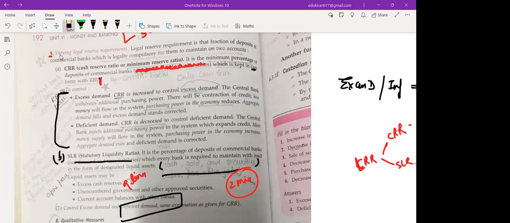Okay, ma'am. CRR. Done, ma'am. CRR. Okay, so now you tell me what is CRR. Ma'am, CRR is a minimum deposit from the commercial banks, which is accepted from RBI. It means it is like an interest rate given by the RBI to the commercial banks.